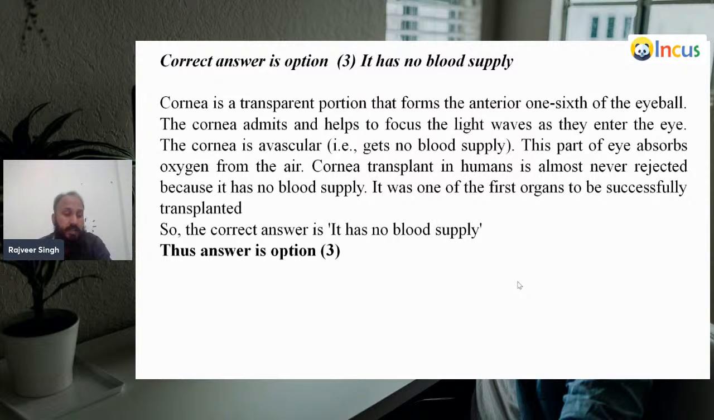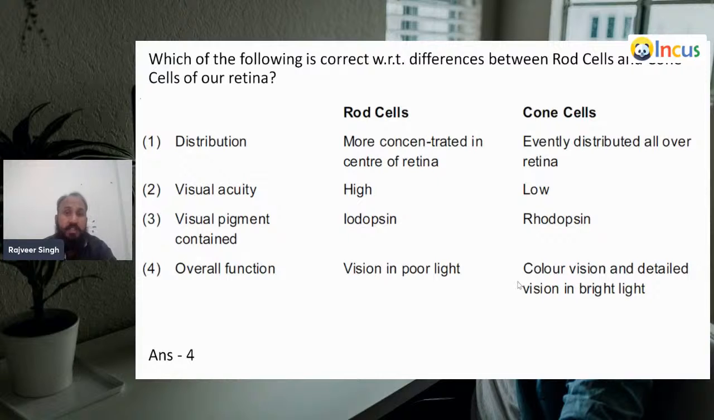So the next question of the day, in front of you, is a table question, but it is very important from the point of view of rod and cone cells. This question is asking which of the following is correct with respect to differences between rod cells and cone cells of our retina. First point, distribution. Rod cells are more concentrated in the center of the retina, while cones are distributed all over the retina.